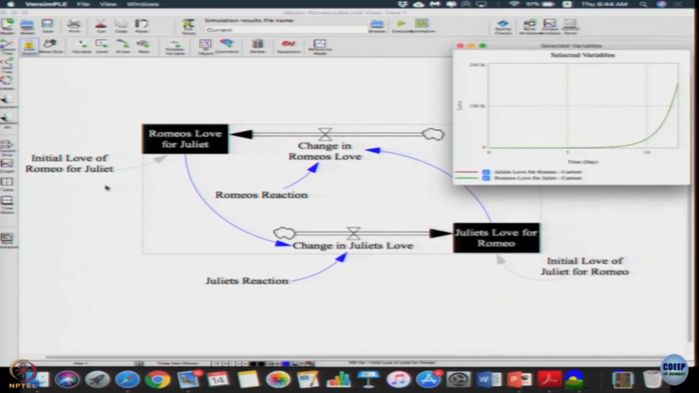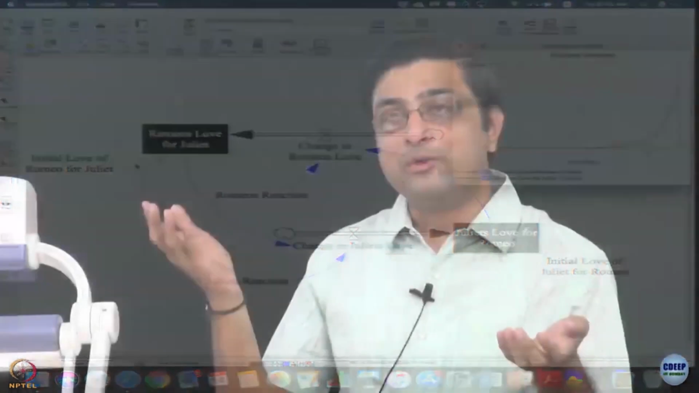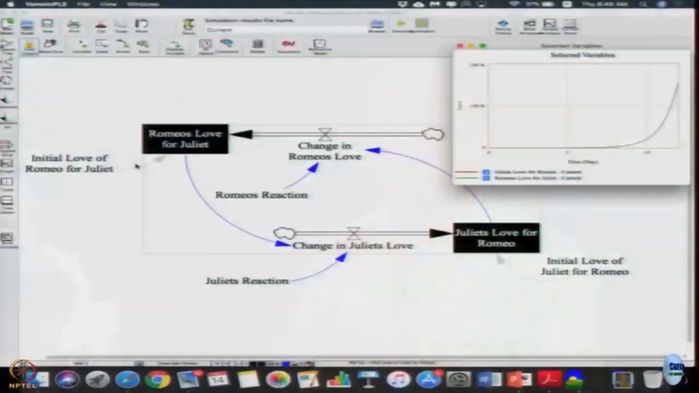Exponential growth. So, here as Romeo's love for Juliet increases, the change is in the positive direction. So, Juliet's love for Romeo also increases, and because of that Romeo likes Juliet even more. So, it is a reinforcing positive feedback system that we have here, which is causing exponential growth in both their love. Okay.